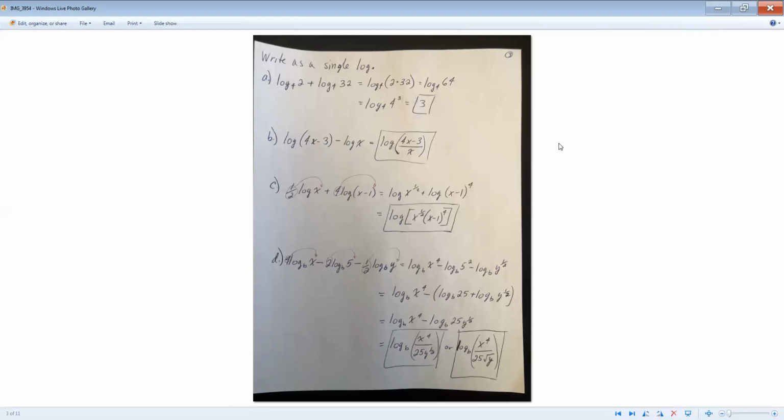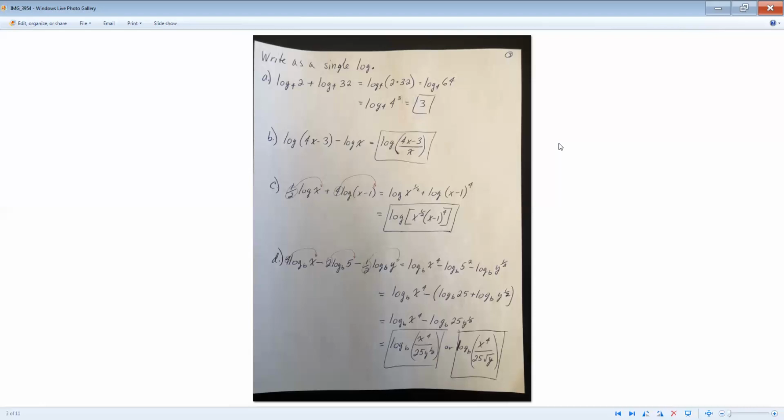All right. Next one, I have 1/2 log of x plus 4 log of x minus 1. First thing I'll do is take my 1/2 back up to the power, and take my 4 back up to the power. So this is log of x to the 1/2 plus log of (x minus 1) to the 4th. And since I have addition, I will use the product rule. So that'll be log of x to the 1/2 times (x minus 1) to the 4th.